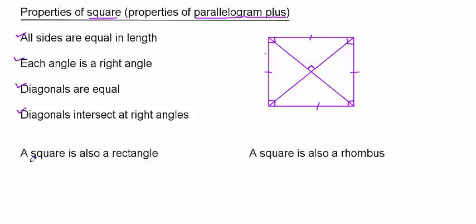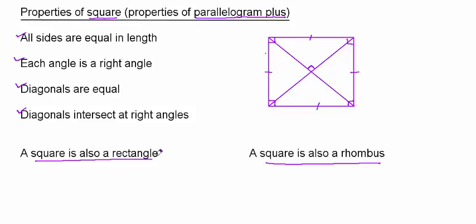A square is also a rectangle. Yes, it is. In fact, it's a special type of a rectangle in which not just the opposite sides are equal in length, but all four sides are equal in length. And a square is also a rhombus because in a rhombus, all four sides are equal in length. It's a special type of a rhombus in which all four angles are equal to 90 degrees.